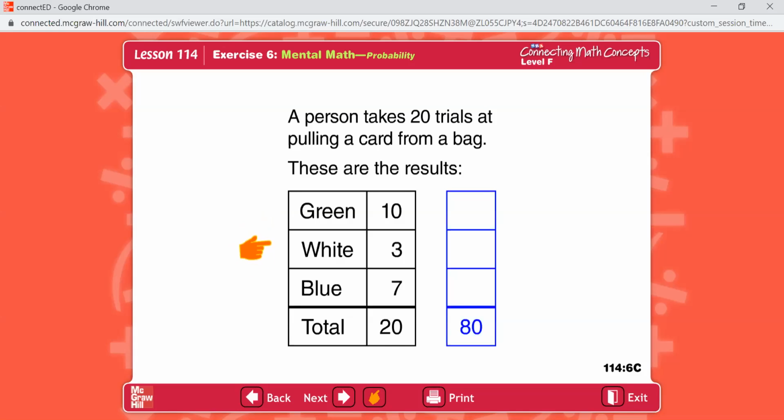How many white cards would you expect them to pull out? 3 times 4, or 3 plus 3 plus 3 plus 3, 12 white cards. And 4 times as many blue cards, 7 times 4, or 7 plus 7 plus 7 plus 7, you'd expect 28 blue cards. Here are the expected numbers.